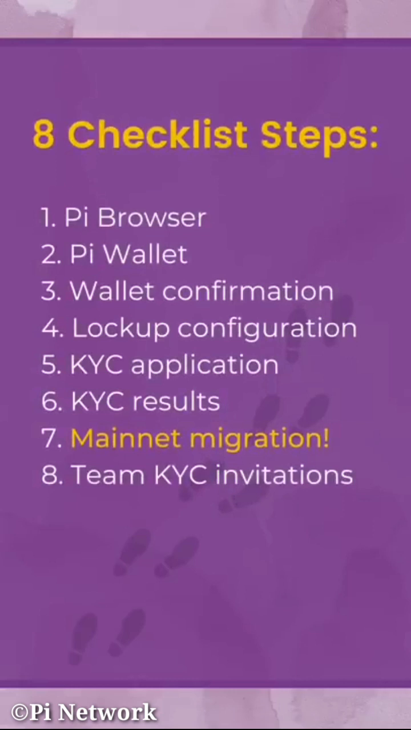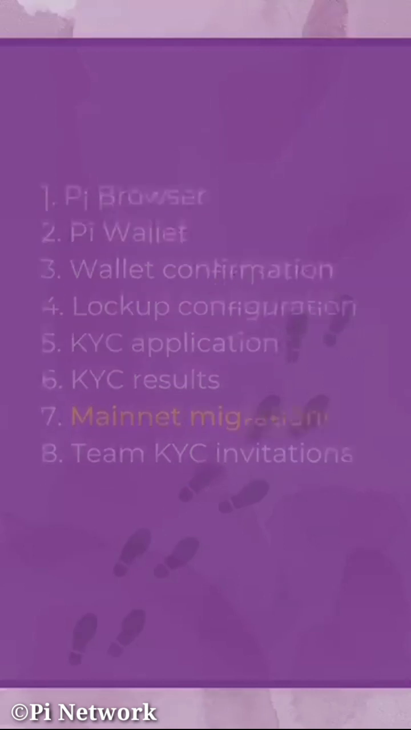Overall, the Mainnet checklist is divided into 8 steps listed below. In this video, we'll explain each step in detail. After step 7 is complete, your transferable balance will be enabled to queue up for migration to the Mainnet blockchain.